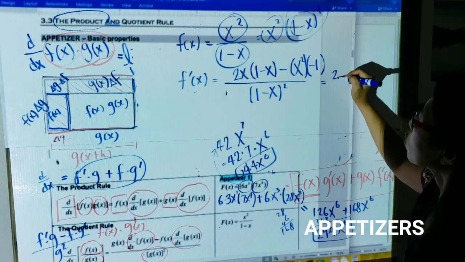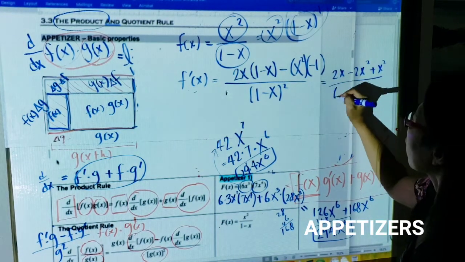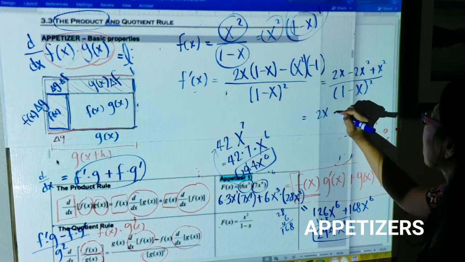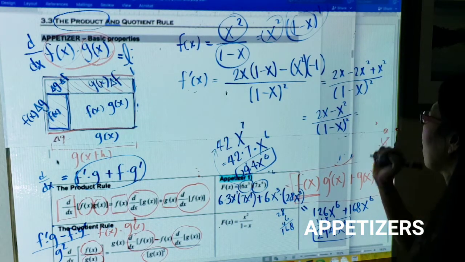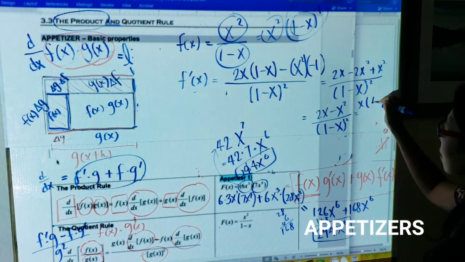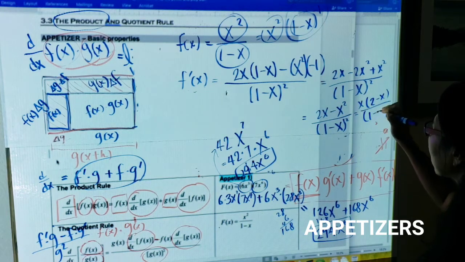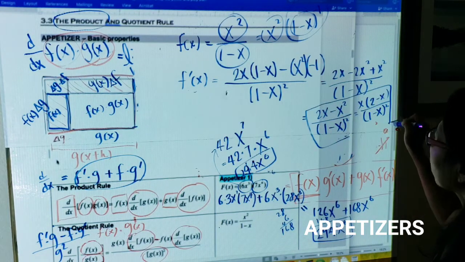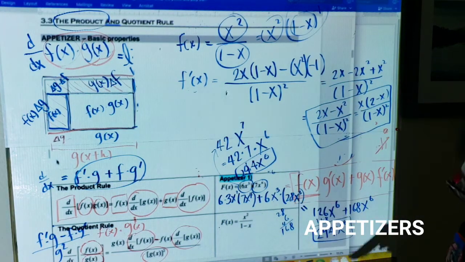Now organize a little bit better. So it's going to be 2x minus 2x squared plus x squared over 1 minus x squared. If I combine them, 2x minus x squared over 1 minus x squared. If you factor out x, it's going to be x times 2 minus x over 1 minus x squared. I try to say anything simplified. So you can leave your answer this way or that way. So that's my derivative. As you see, it gets long, right? So be careful. And then I'm going to show you 3 more examples, and then you're going to do the next 3.